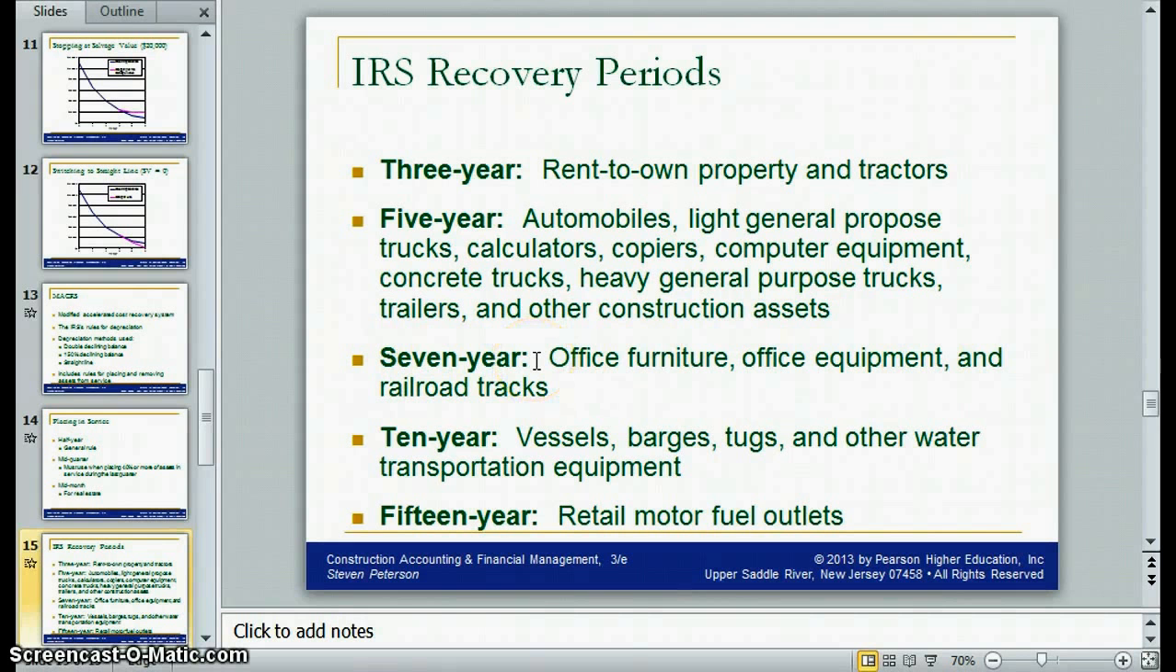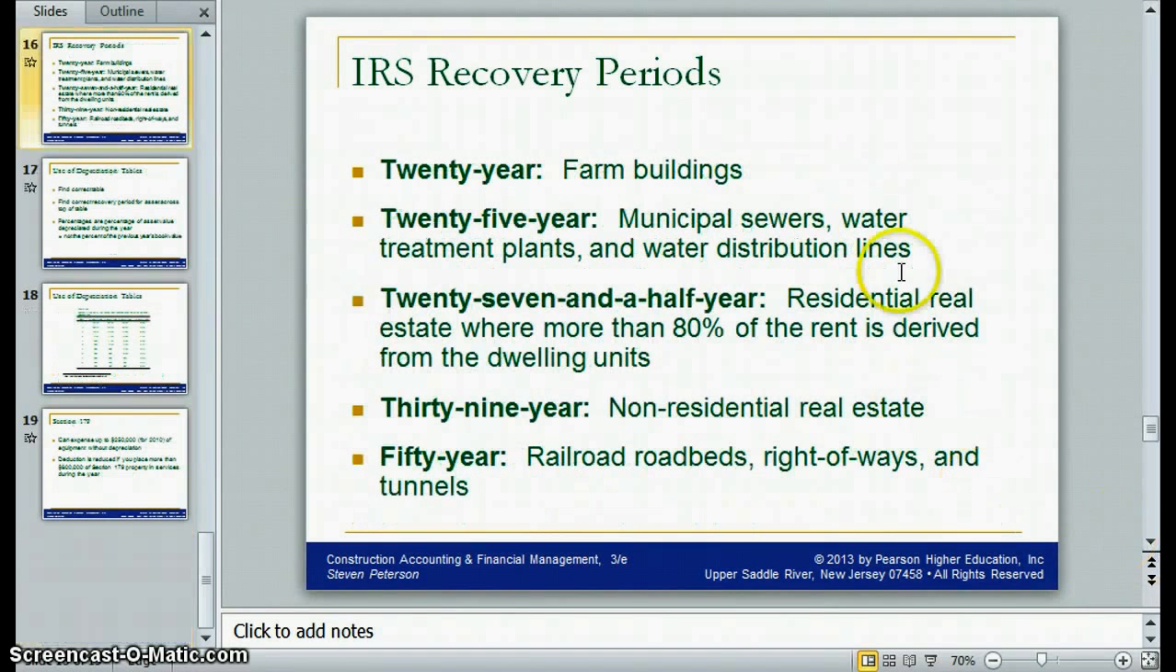a 7-year recovery period. Not necessarily related to standard construction companies, but perhaps more with marine type construction companies where they will own vessels, barges, or tugboats. Well, those assets are subject to a 10-year recovery period. Farm buildings, 20 years. Municipal sewers and water distribution lines are subject to a 25-year recovery period. Non-residential real estate, 39 years, and so on and so forth.